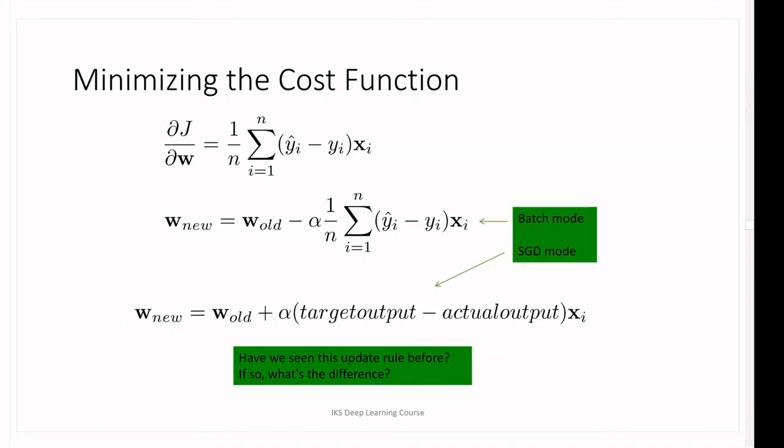So if we use the cross entropy definition, one can actually use that and minimize the cost function. And in this particular case, the gradient turns out to be as shown. And finally, the updating rule turns out to be W new equal to W old plus alpha times (target output minus actual output) times the input, which is X sub i. And again, you can do this in the SGD mode or in the batch mode. Both the expressions are shown here.